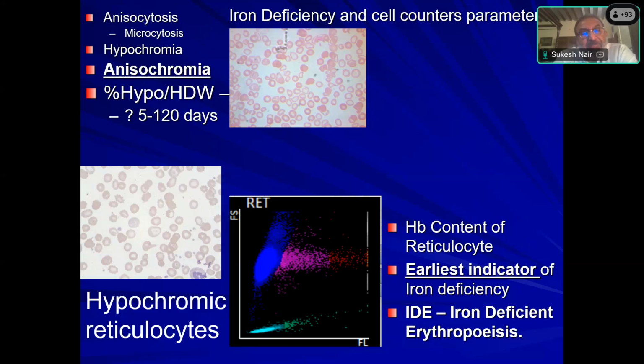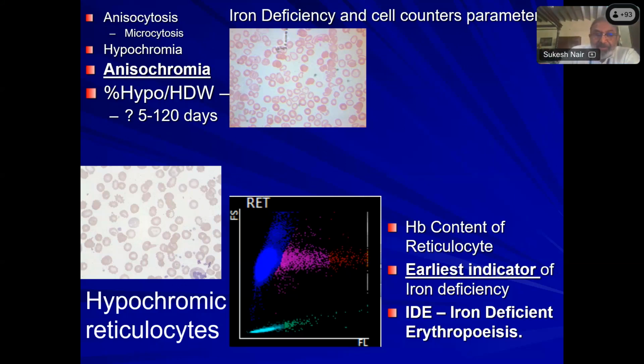The only issue is whether the percentage of hypochromic red cells are 5 or 120 days back. But the same cell counter which can give you HDW and percentage hypo also gives you a parameter called CHr, that is reticulocyte hemoglobin content. Hemoglobin content of the reticulocyte is probably the earliest indicator of iron deficiency among the parameters that are commonly available, compared to zinc protoporphyrin, which is not easily available in most of the world. So the hemoglobin content of the reticulocyte is probably the earliest indicator of iron deficient erythropoiesis.